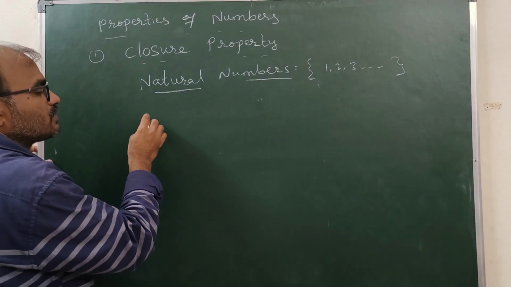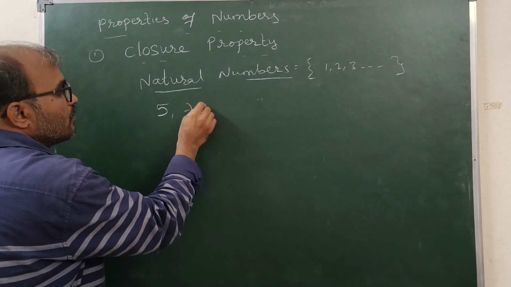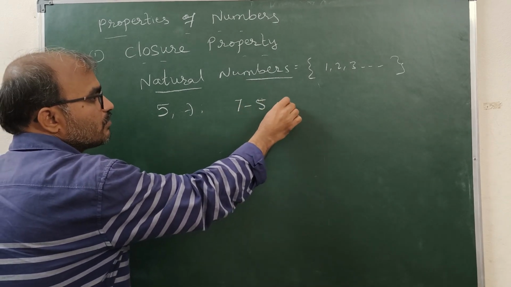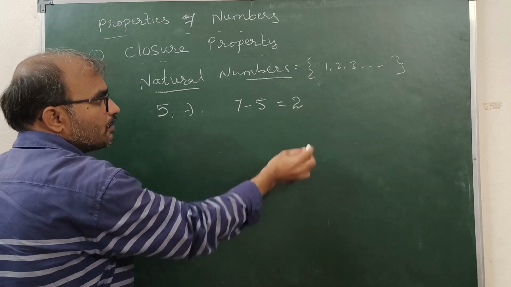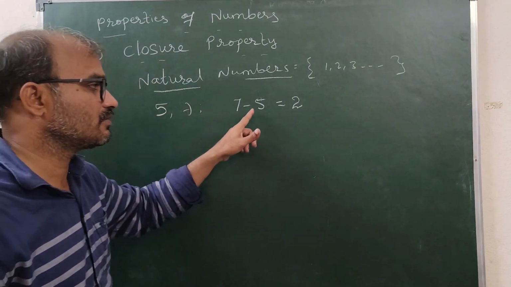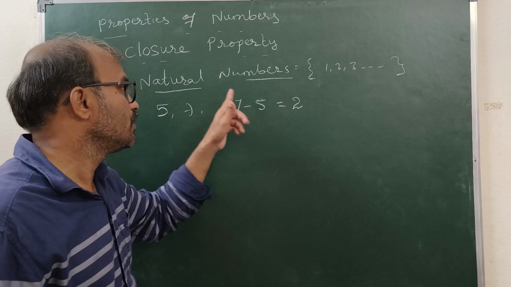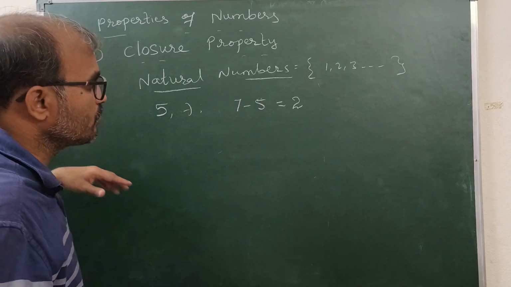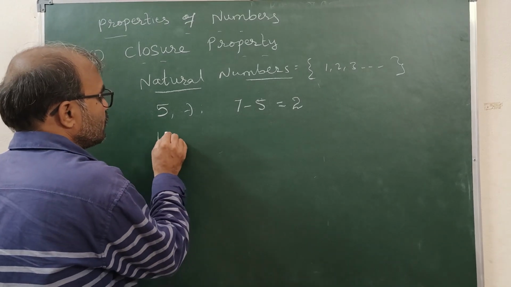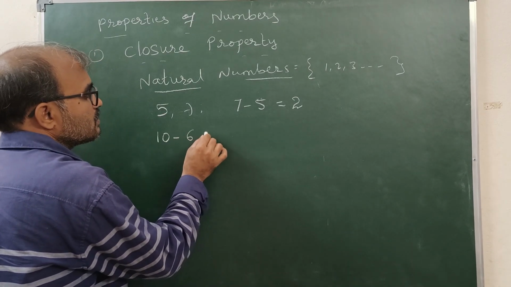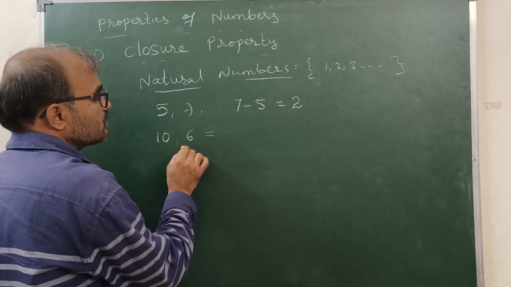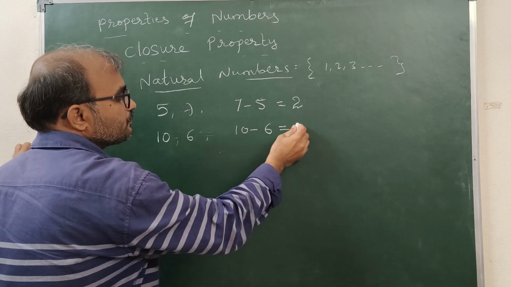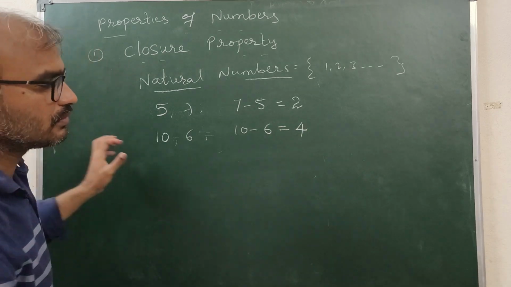let us take subtraction. Let us take two numbers again, 5 comma 7. Now what I am doing is I am doing 7 minus 5. I have taken two numbers. I did 7 minus 5 is equal to 2. I am thinking that I have taken two numbers, I have subtracted, again I got 2. So that is why natural numbers are closed under subtraction. 10 minus 6, if you take 10 comma 6, 10 minus 6 how much? 4. Again 4 belongs to natural numbers.